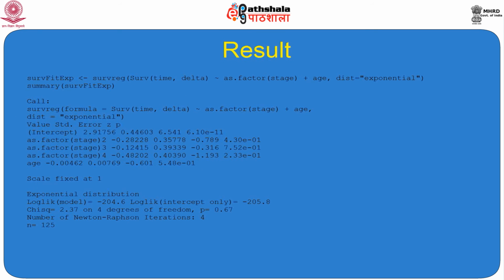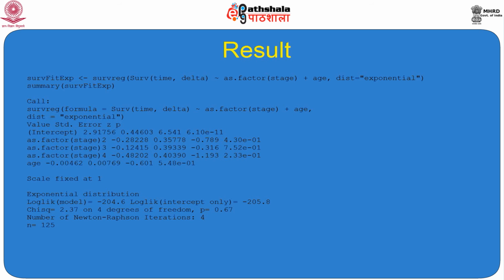Now this is the result for survfit exp. When we put the survfit exp value, all the regression coefficients come out. It is to be noted that stage 2 as a factor has an influence on overall survival, and since it is coming with a negative value, those having more stage 2 have less survival, and it is observed with a highly significant p value.